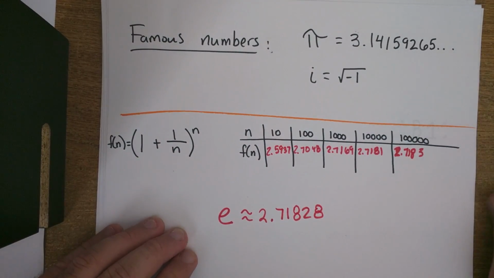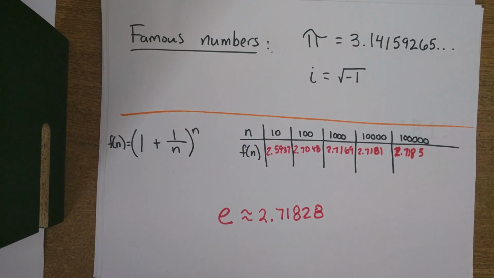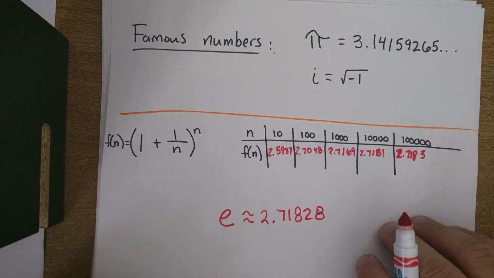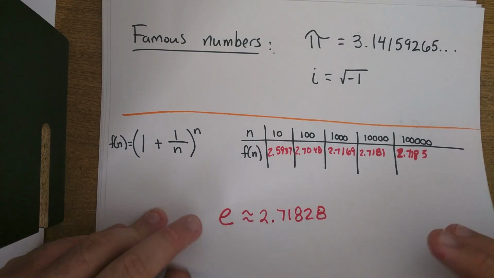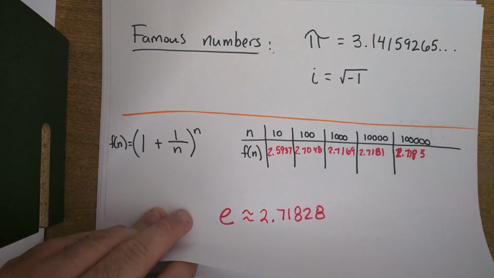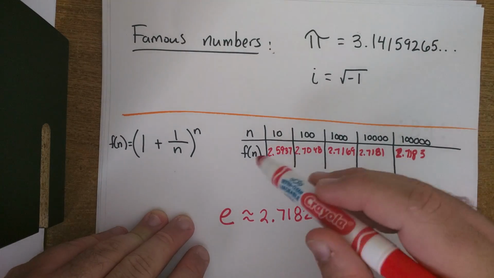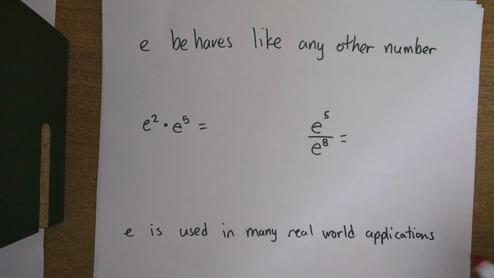2.71828. So you have a third number now that you know of that's famous, and it's very practical in real-world applications, as we're going to see a little bit later. But I wanted to show you where e comes from, in case you were wondering. It's not just some random decimal someone made up. There's actually a way to get that number.